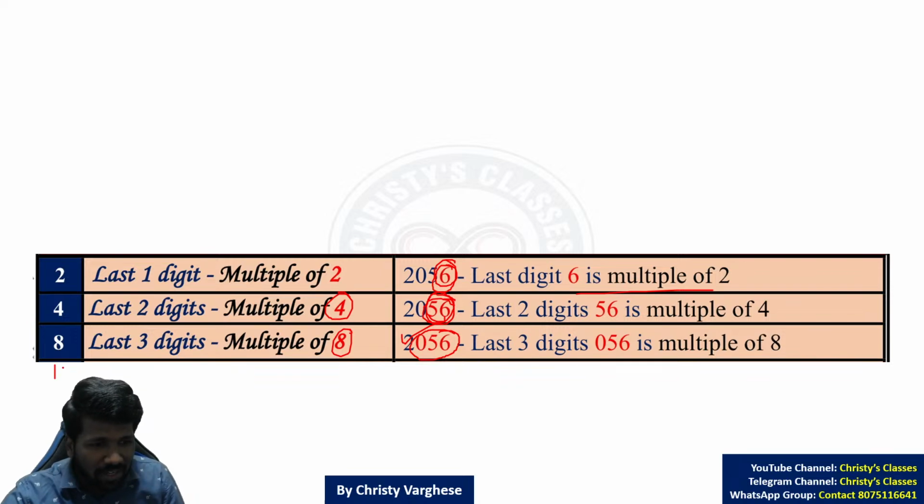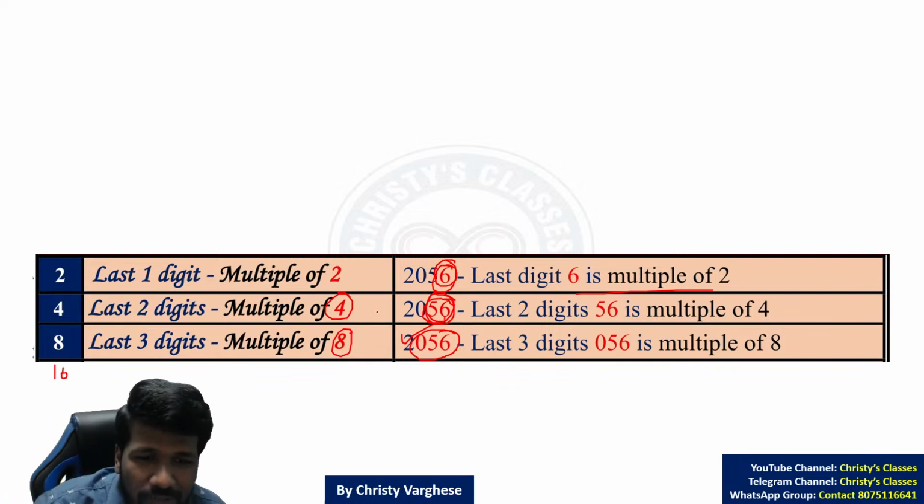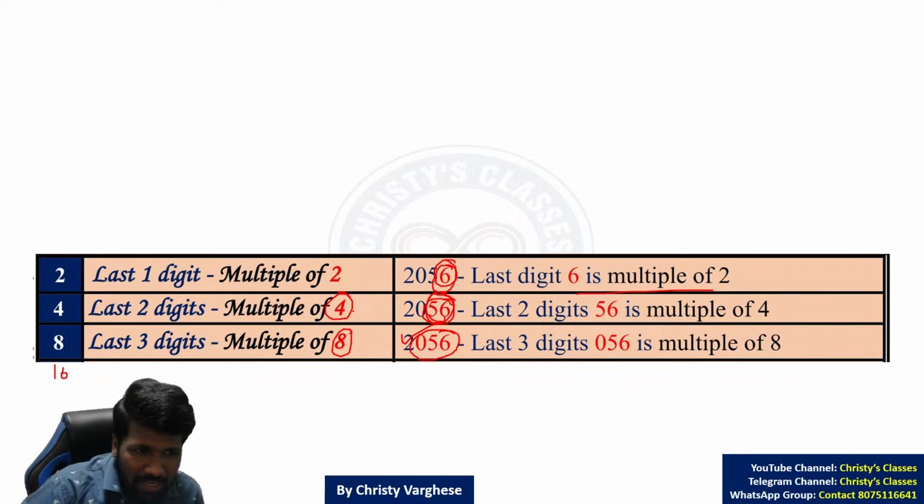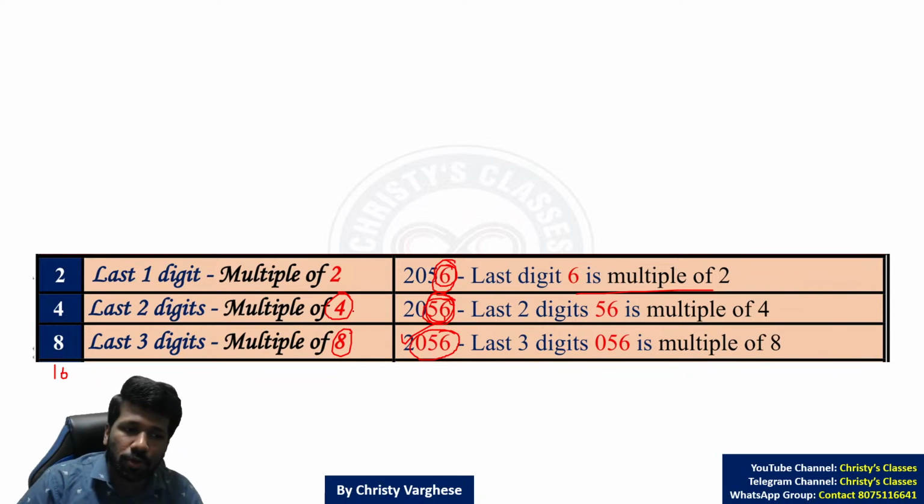Similarly, if you want to find whether a number is divisible by 16, check the last 4 digits, for 32, the last 5 digits, and so on. But for the last 5 digits and all, the number should be more than 6 or 7 digits, then only that method will help you. Anyway, at least 2, 4, 8 divisibility you should know.